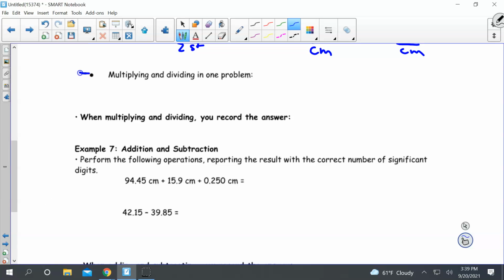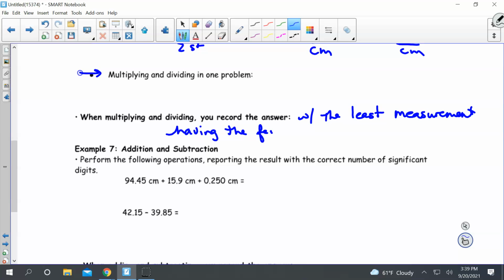So we will touch on multiplying and dividing in one problem later. You usually do it step by step, and we'll touch on that later. So when multiplying and dividing, you record your answer with the least measurement having the fewest significant digits. So you look at the entire measurement.